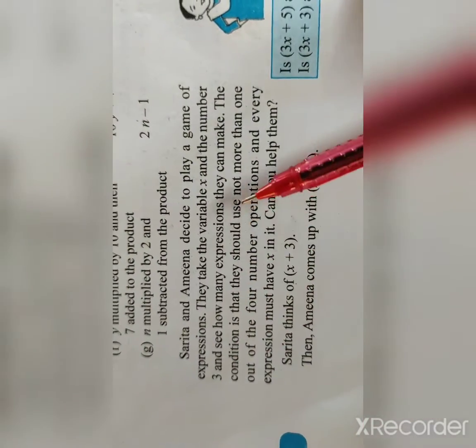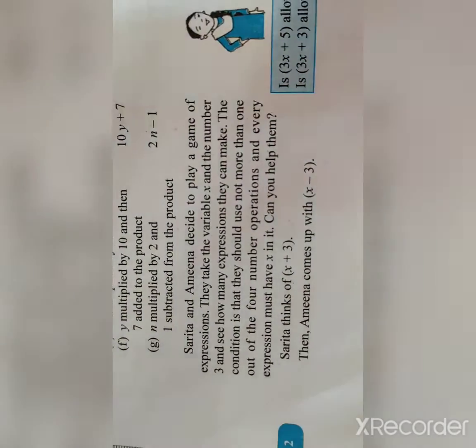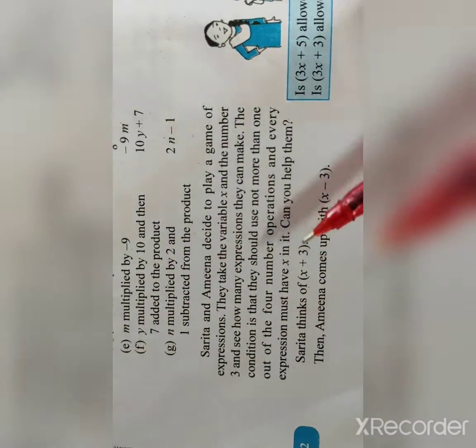Now Sarita and Amina decide to play a game of expressions. They take the variable x and the number 3 and see how many expressions they can make. The condition is that they should use not more than 1 out of the 4 number operations, that means addition, subtraction, multiplication, division. And every expression must have x in it.